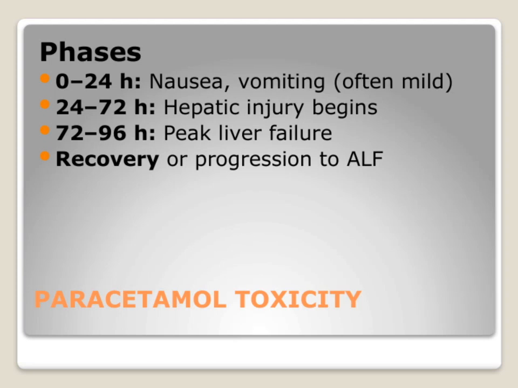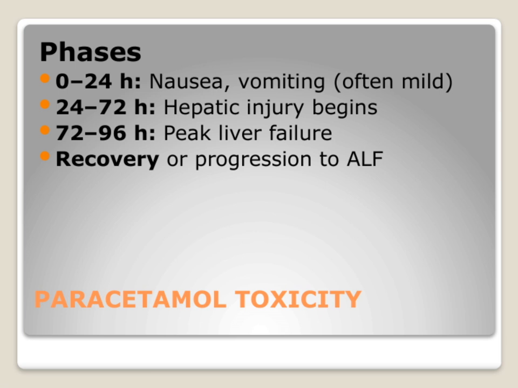Let's walk through the typical timeline of paracetamol toxicity. In the first 0 to 24 hours, patients often experience mild nausea and vomiting, which can sometimes be overlooked or mistaken for other less serious issues. Then, between 24 and 72 hours, we see the onset of hepatic injury starting to develop. This is when liver cells begin to be damaged, signaling the beginning of more serious problems.